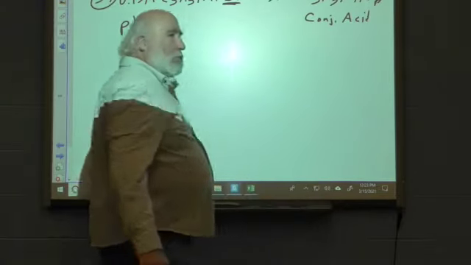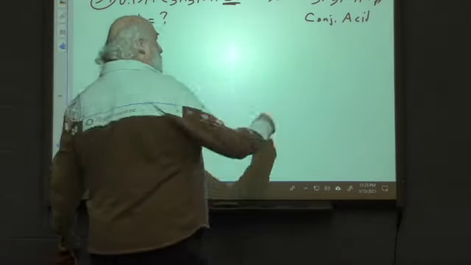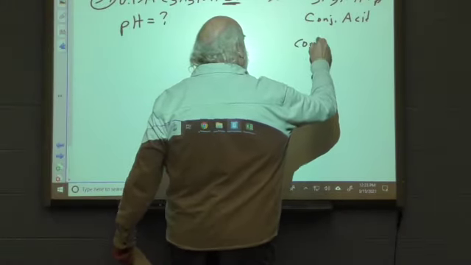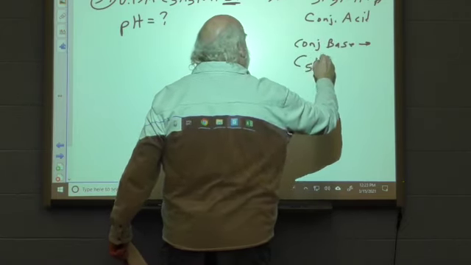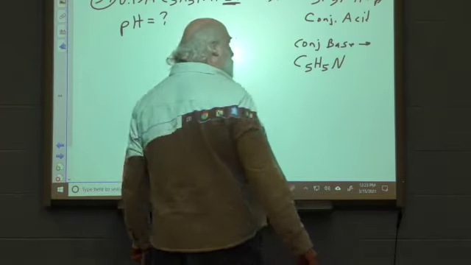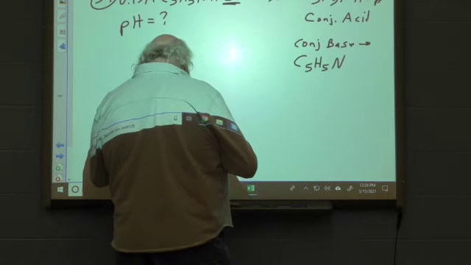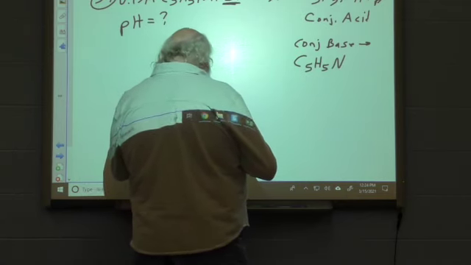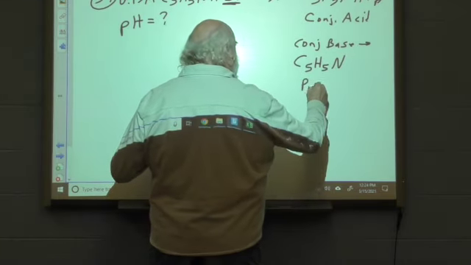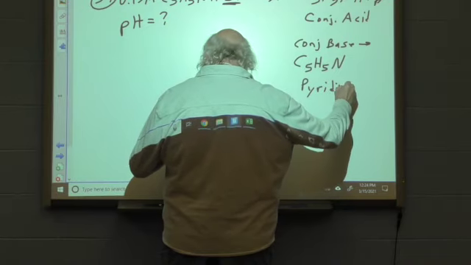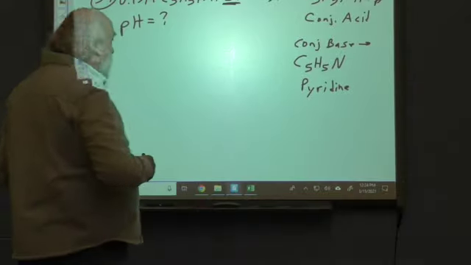of one of the bases on page 736. So if I remove that acid, the conjugate base becomes C5H5N. Well, we had that once before. I believe that was called pyridine, wasn't it? It is pyridine. Okay. Pretty sure it is. Yeah. Okay.